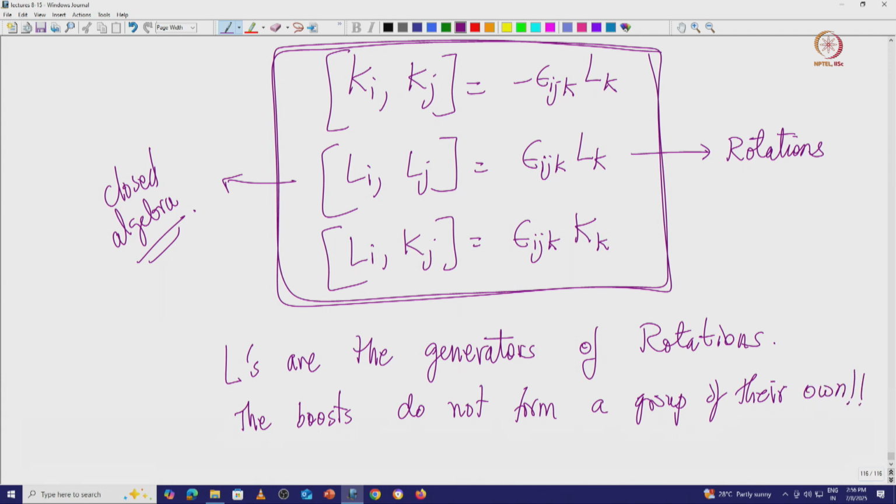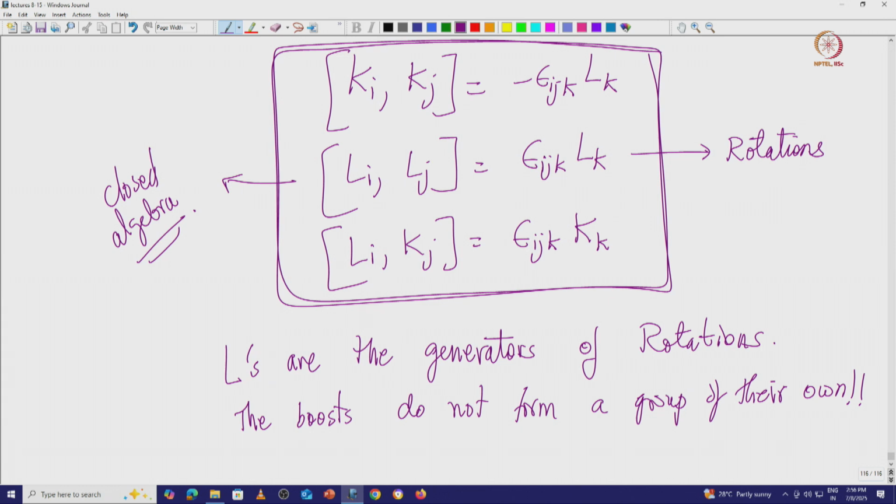I think we mentioned this earlier also, but because two rotations go back to one rotation, this bunch of commutation relations is something everybody should remember. I don't say it should be learned by heart, but you should always appreciate this fact that two boosts always go to a rotation.